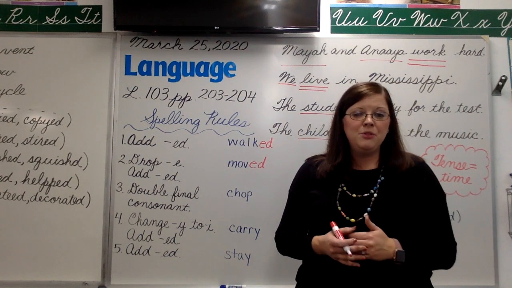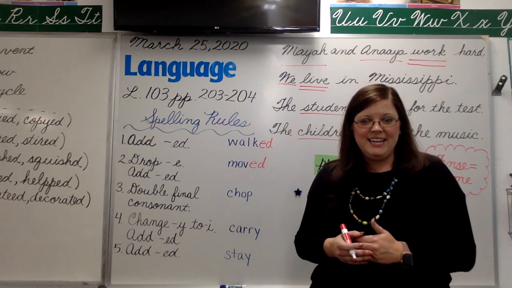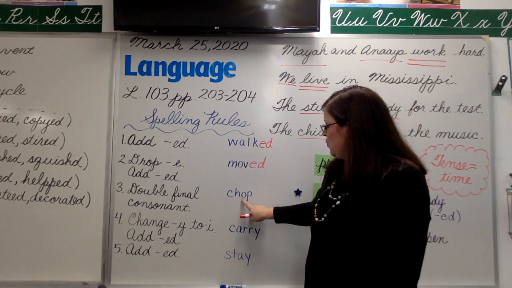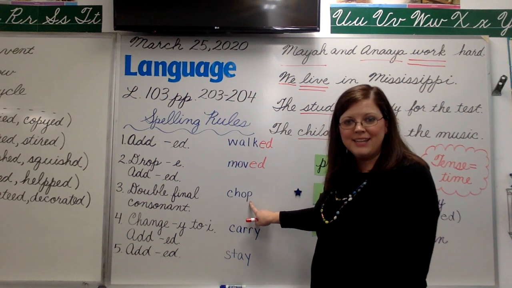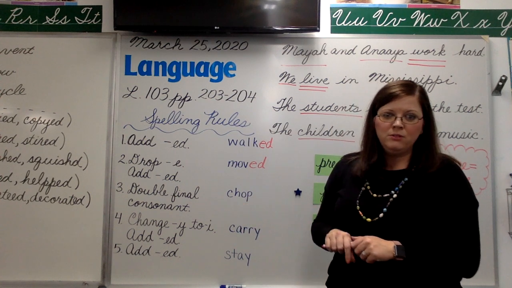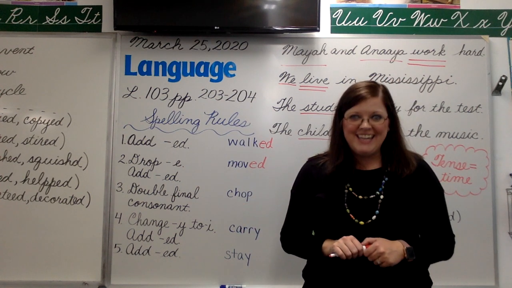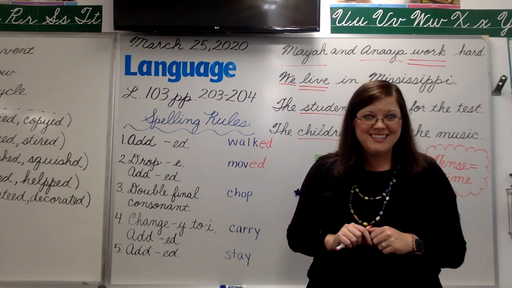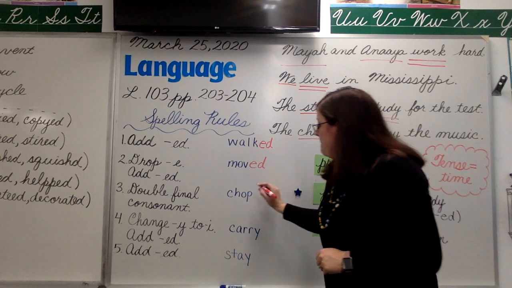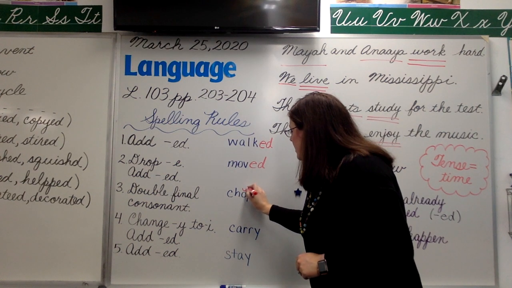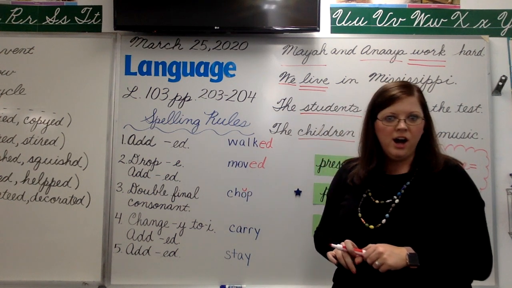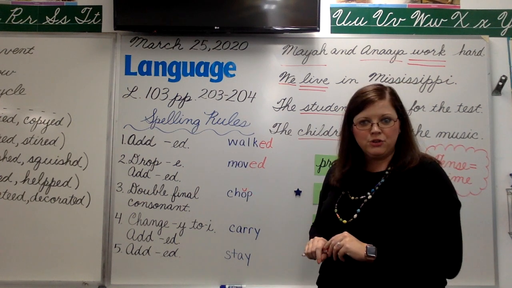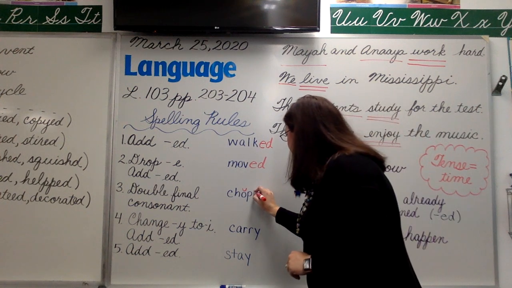Rule number 3, double the final consonant. Now you will only double the final consonant and add ed if you have a short word and it ends with a vowel and a consonant. But that vowel, remember our vowels? A-E-I-O-U are vowels. All the rest are consonants. So this vowel must say its short sound. If it says its short sound and a consonant comes after it, we will double that final consonant.